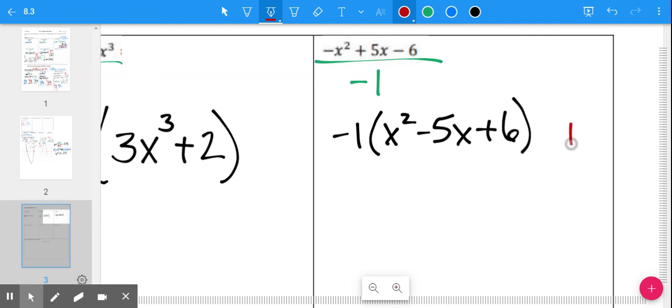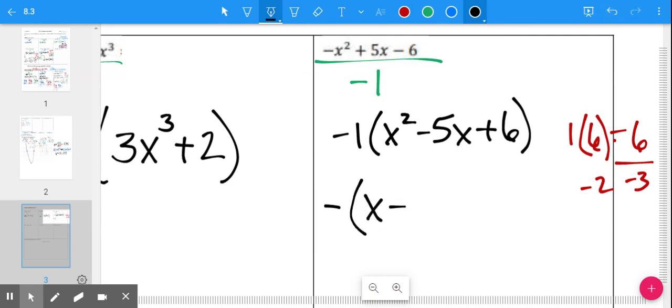So a is 1, c is 6. 1 times 6 is 6. The factors of 6 that add up to negative 5 are negative 2 and negative 3. So I have a negative on the outside, which you don't have to write the 1, just a negative on the outside. X minus 2, x minus 3.